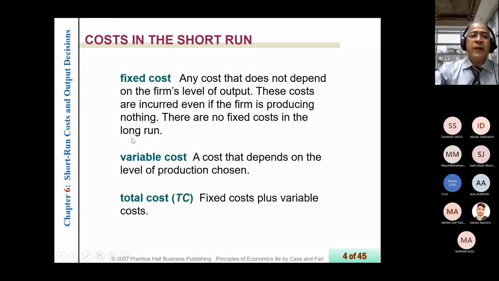So we have two kinds of costs. Why do we have two kinds of costs? Because we have two kinds of resources. We have fixed resources. For example, Khalid rents a land. So the fixed resource is the land rented by Khalid. So he has to pay the rent. So the rent is a fixed cost.